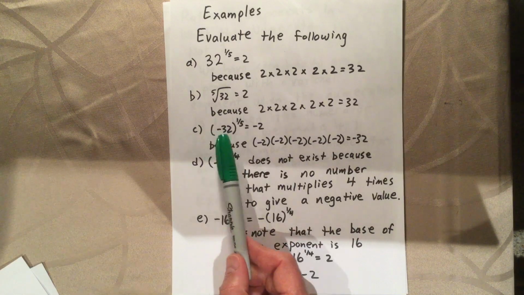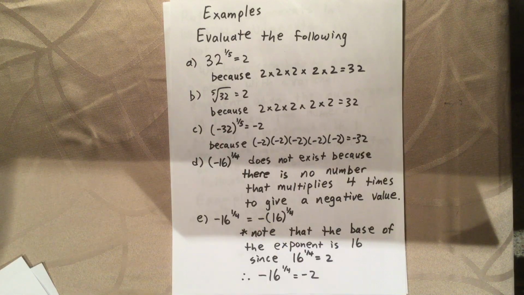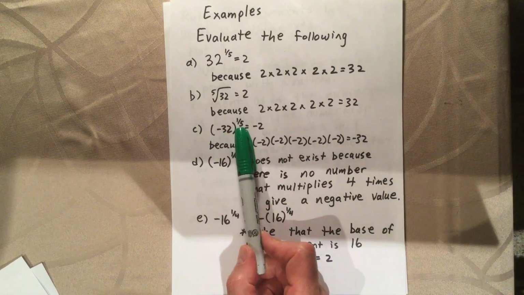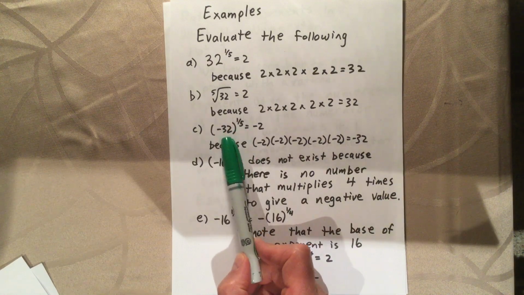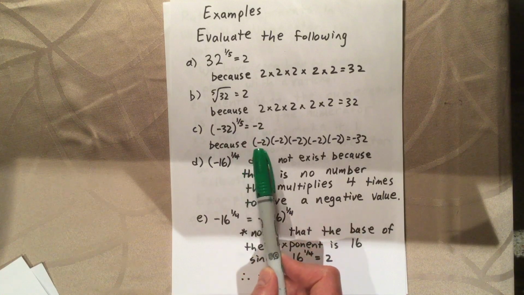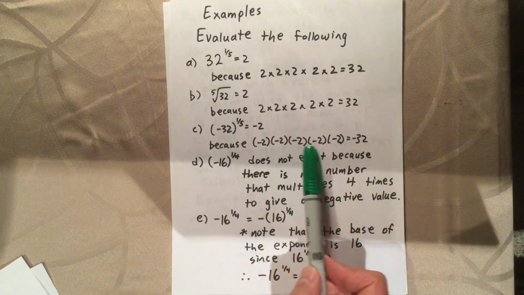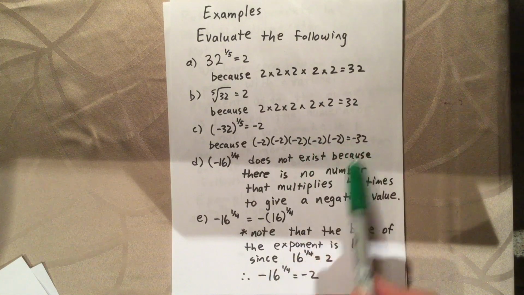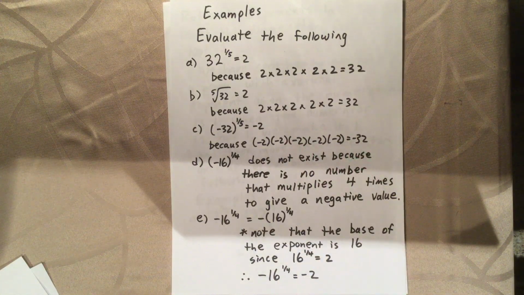Now, if I ask you for negative 32 to the 1/5, if that negative 32 is in a bracket, then I'm saying to you, what number can multiply itself 5 times and give you a negative 32 value? The answer is negative 2, because negative 2 times negative 2 times negative 2 times negative 2 times negative 2 is negative 32. How about if we ask for negative 16 quantity to the 1/4?